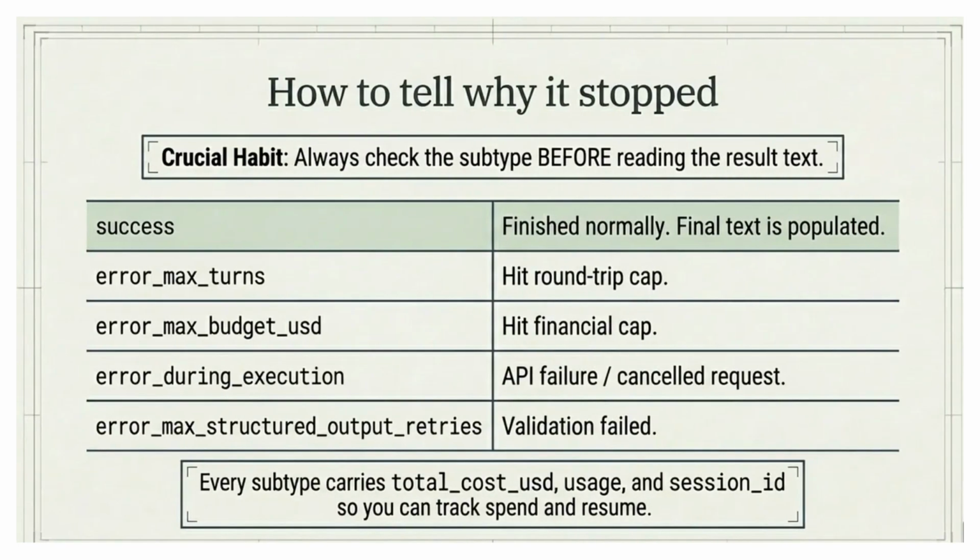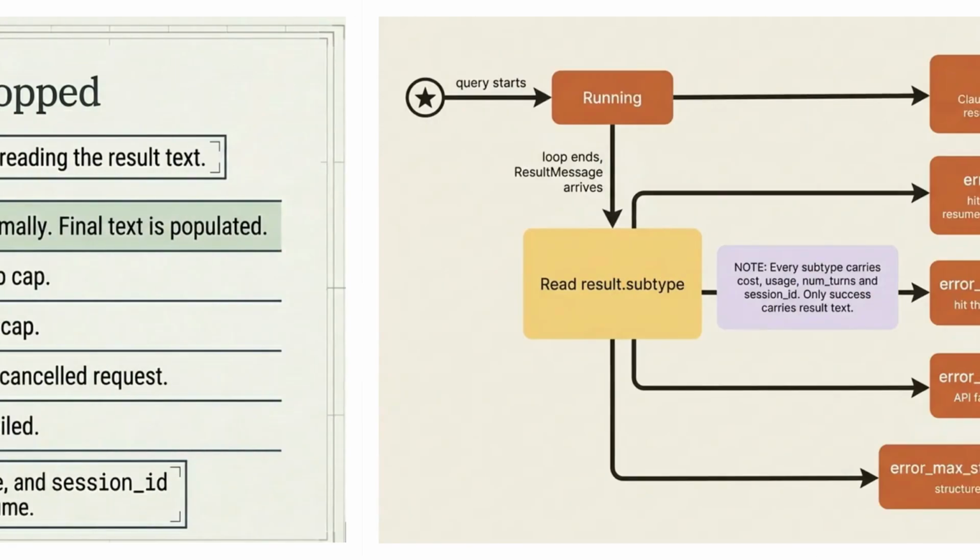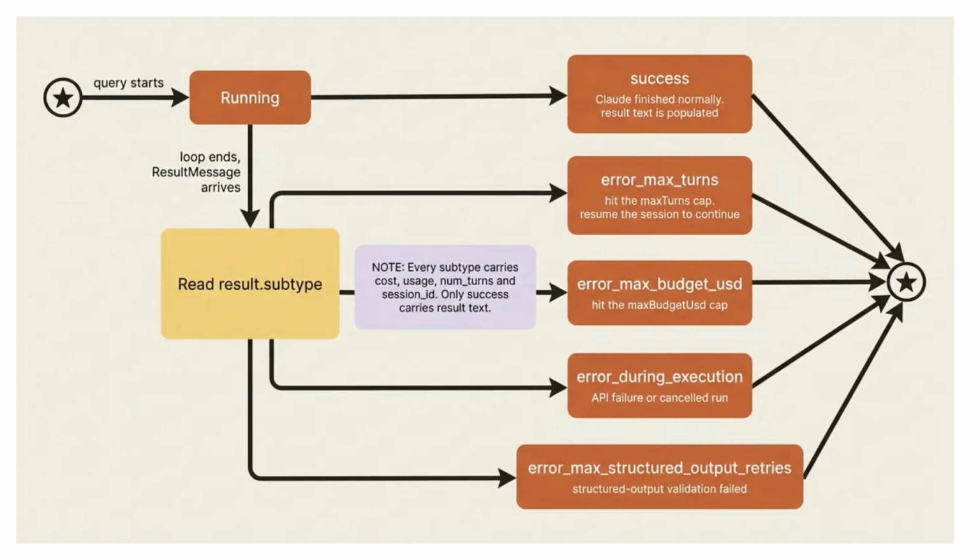This is the payoff of the whole article. When the loop ends, the result message tells you what happened through its subtype field, and reading that field correctly is the difference between "the agent failed" and "the agent hit the turn limit with 2 of 3 tests fixed, so resume it." Here are the subtypes. Success means Claude finished normally, and it is the only subtype where the final result text is populated.